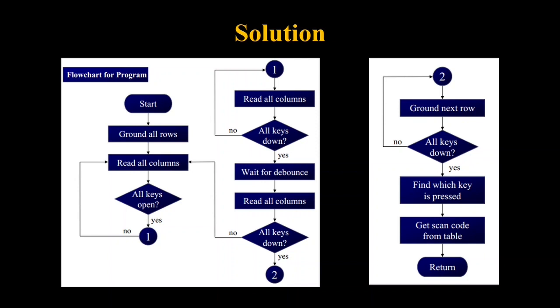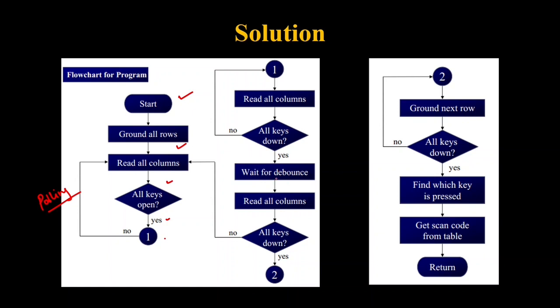In terms of the flow chart, first start, ground all your rows, which means give all the values of your output ports as 0. Then read all the columns. If any key is being pressed, yes, go to the next step; no, just iterate the loop. So this is going to be your polling method, right? We always wait for inputs from your keypad. After that, if any of your keys is being pressed, read the columns. If any key is being pressed, yes, go to this one.